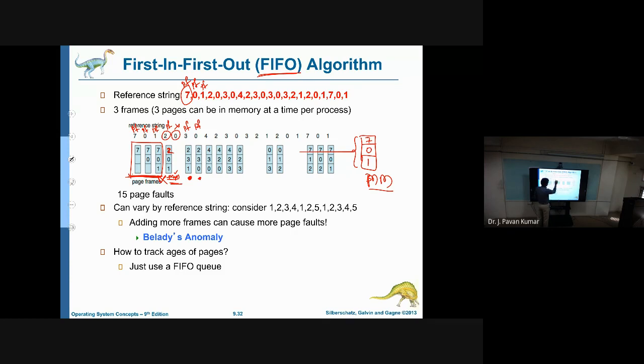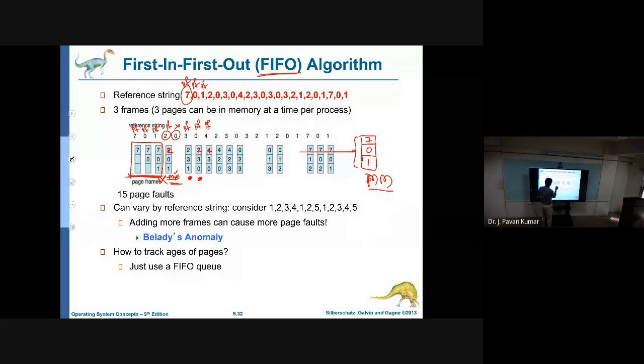Now we want 4. Are we having 4? No, sir. No, again page fault. Next, 4 we can replace with 2. So here we will be placing 4. Next, 2 also we don't have. Again, this is also a page fault.